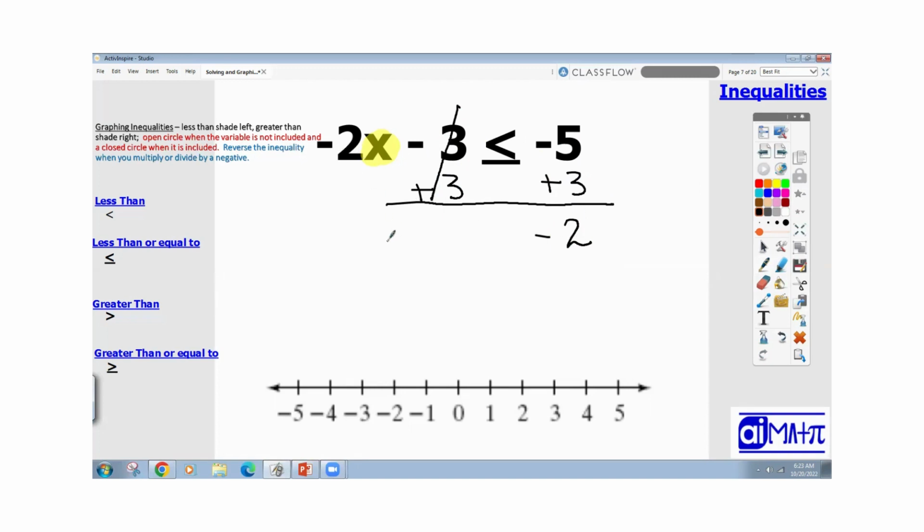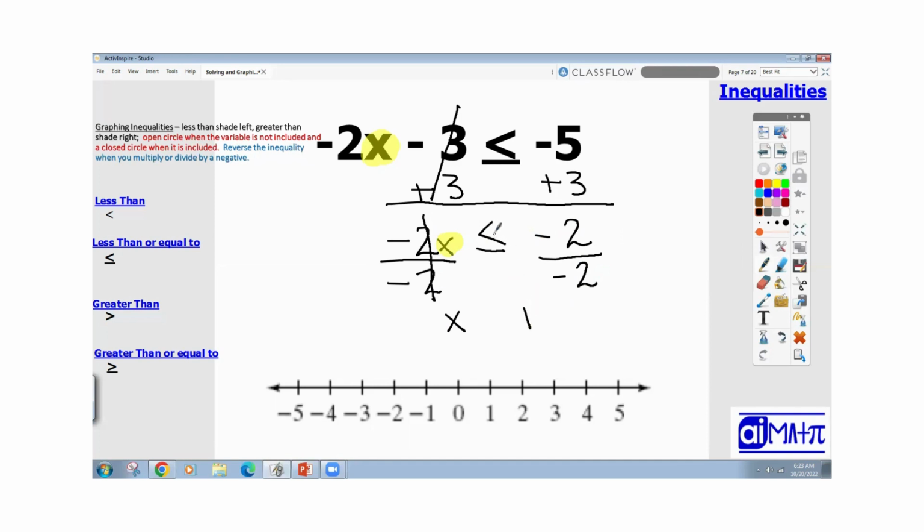And then negative 2x here. The less than or equal to sign. And again, we have a negative coefficient, and I care about this variable. So what I want to do is the opposite of multiplying by negative 2, which is dividing by negative 2. Negative 2 divided by negative 2 is positive 1. Leaves me with an x. Negative 2 divided by negative 2, again, is positive 1.